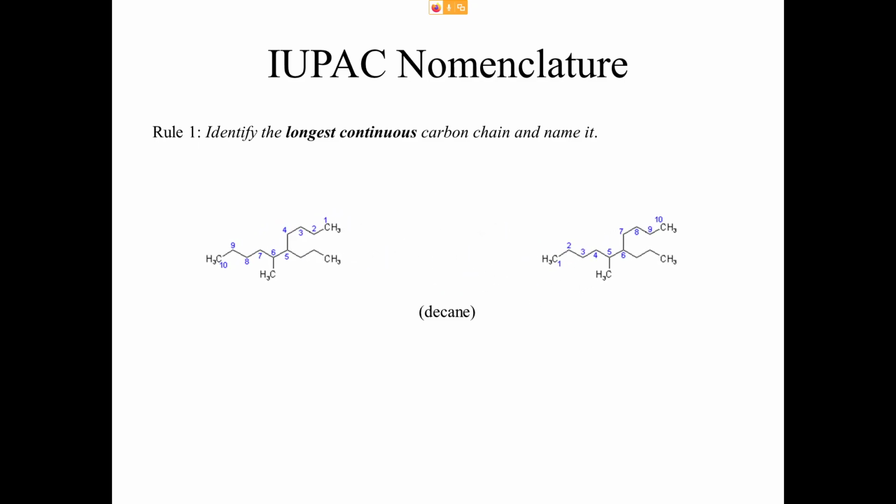Right? So I have to start looking at what substituents do I have, right? What things are on the molecule, right? So if it didn't have any substituents, I'd be done. It's simply decane. But it does have some things on the molecule. What do you see attached?